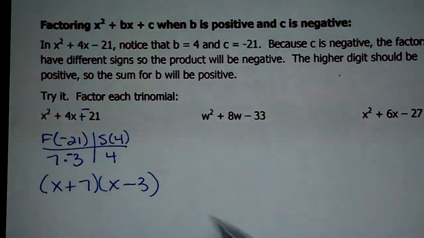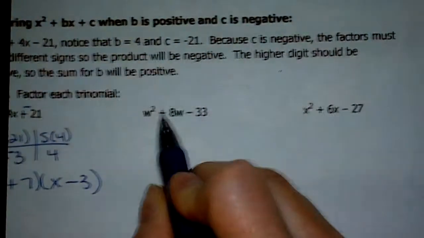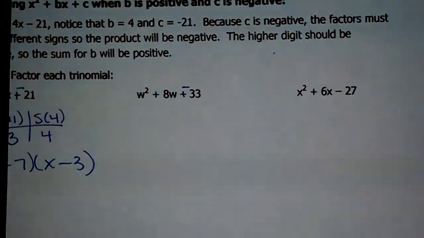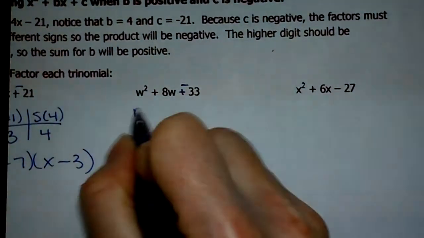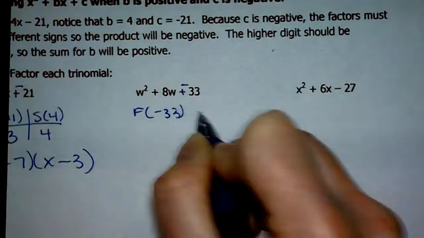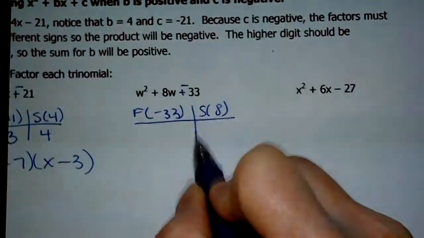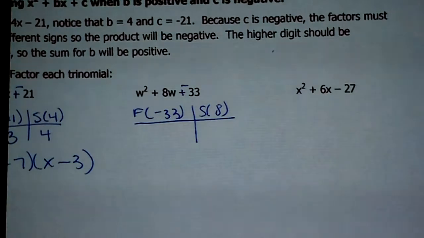All right, next one, notice again, we have a positive b and a negative c. All right, so factors of c to get the sum of the b. It's a nice little poem there. Okay, again, when I look at 33, the only factors I really see are 3 and 11, which is good because when I subtract 11 and 3, I do get 8.